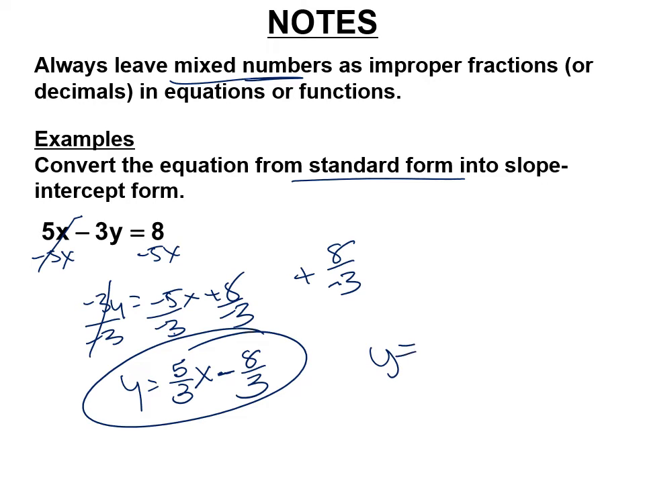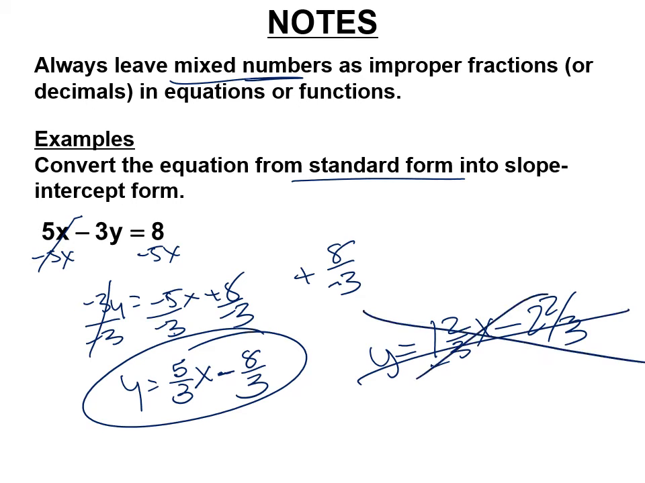You would never write y equals 1 2/3 x, right? 5/3 is 1 2/3, never. You never do that. And why? Because it looks like 1 times 2/3 times x. So we never do that. You leave them as improper fractions, right?